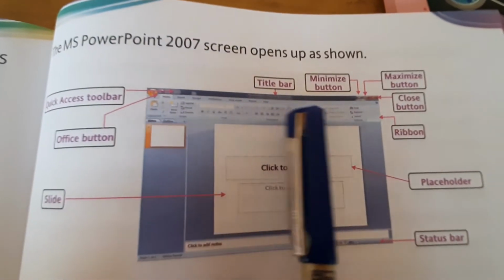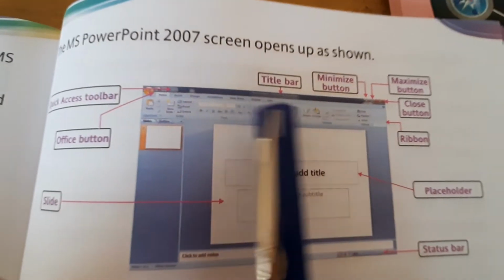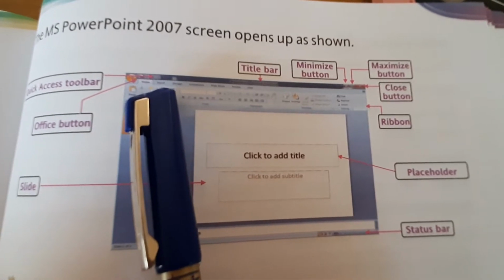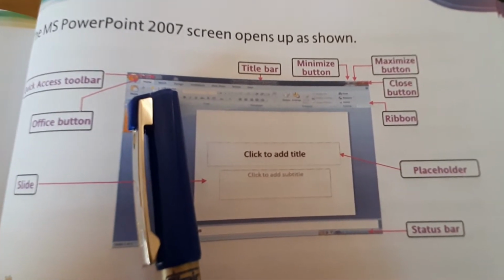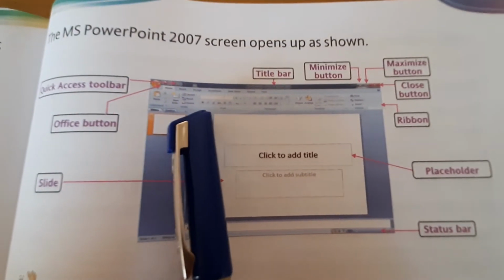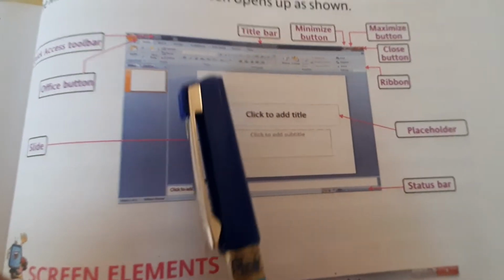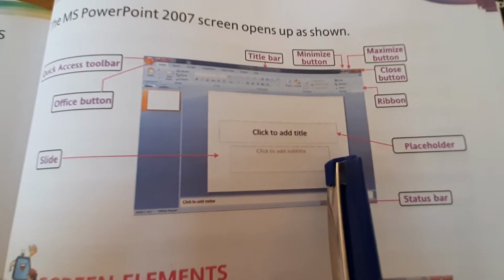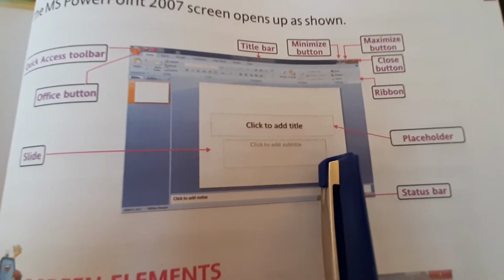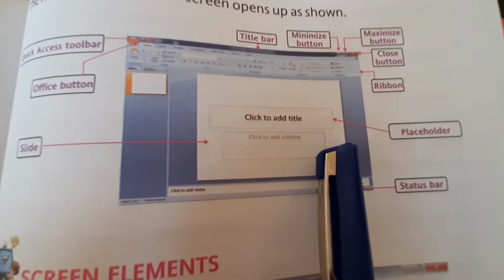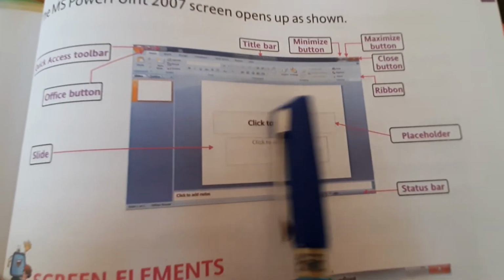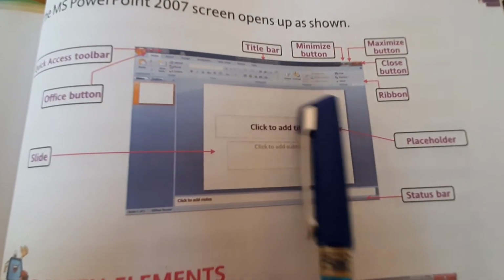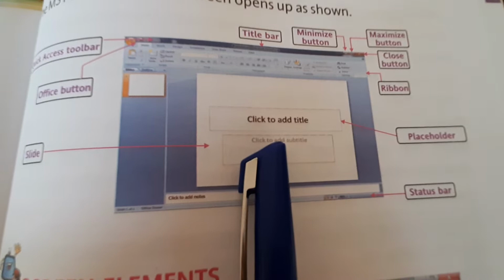Then the ribbon. This whole part is the ribbon, and these are various tabs. As per the tabs, the options given in the ribbon change; the commands change. Then this is the slide. This whole area is the slide. It is just like the page of a copy, or the paint area of MS Paint, or the document area of MS Word. All these are our working area where we will start working. So this whole slide is our actual work area.